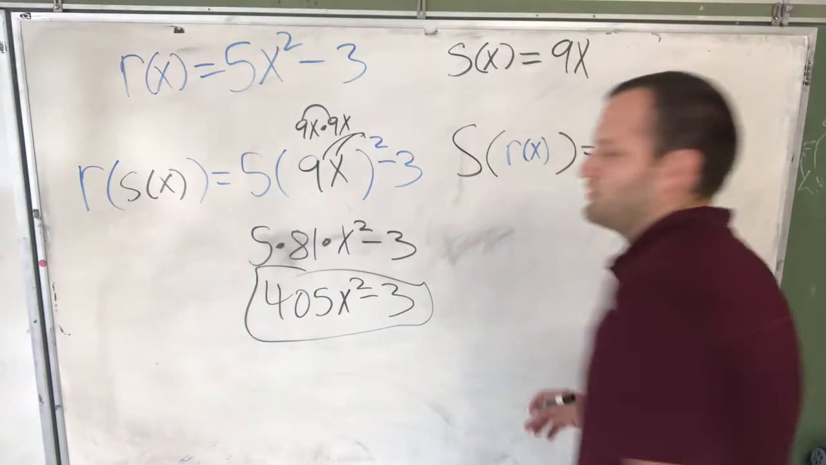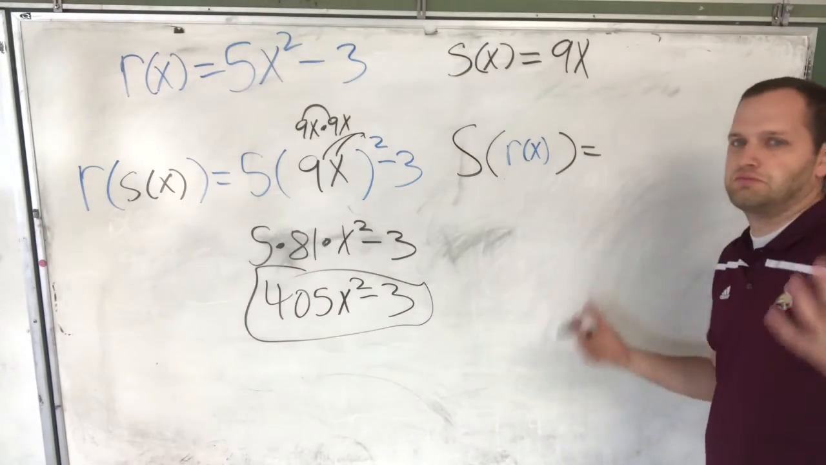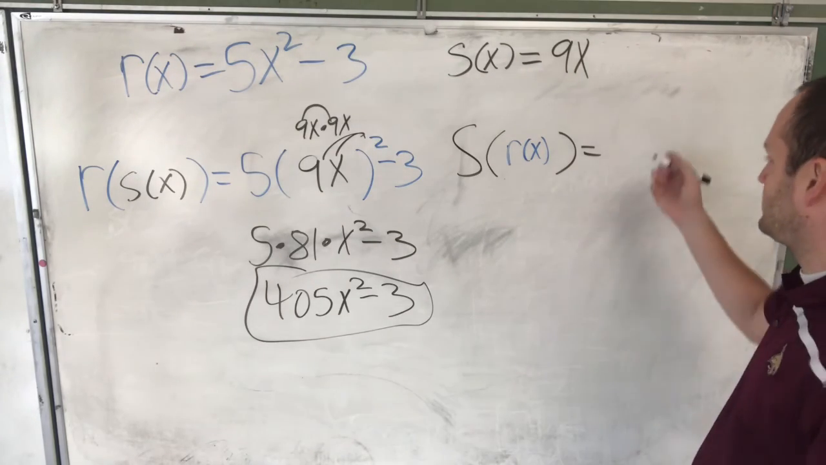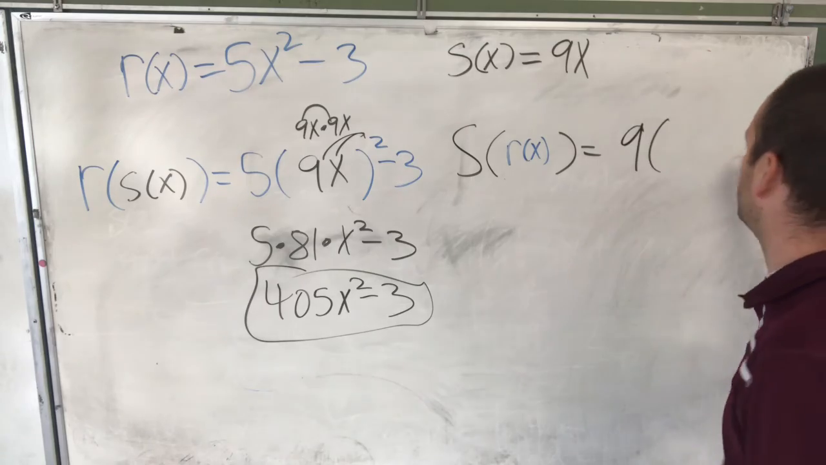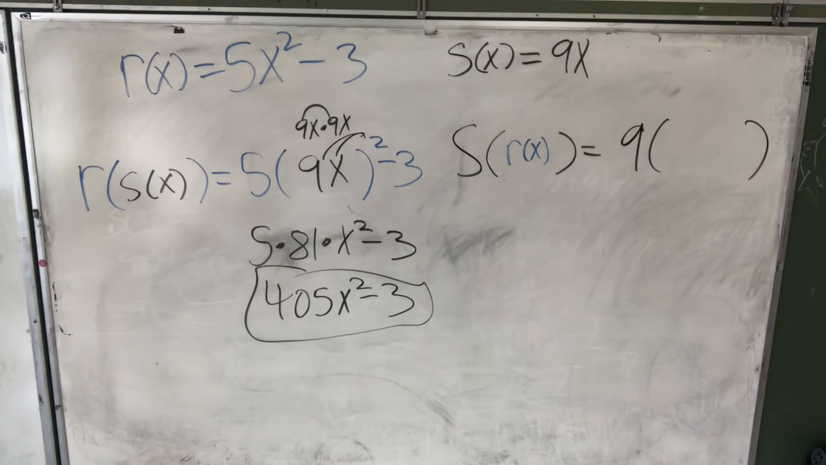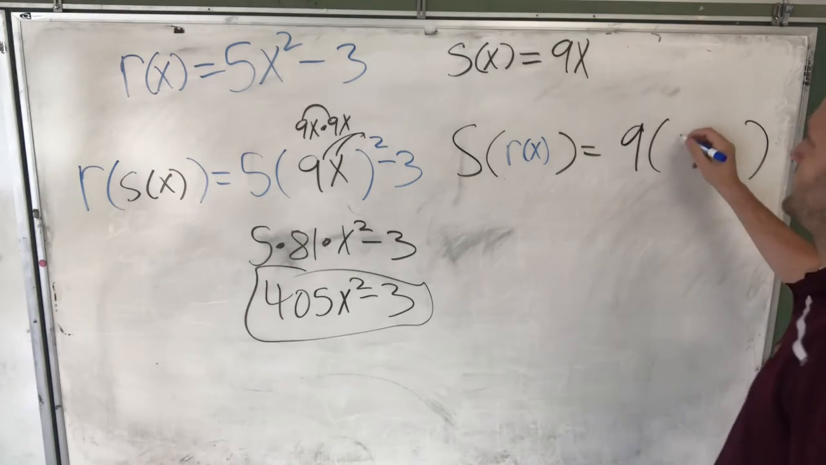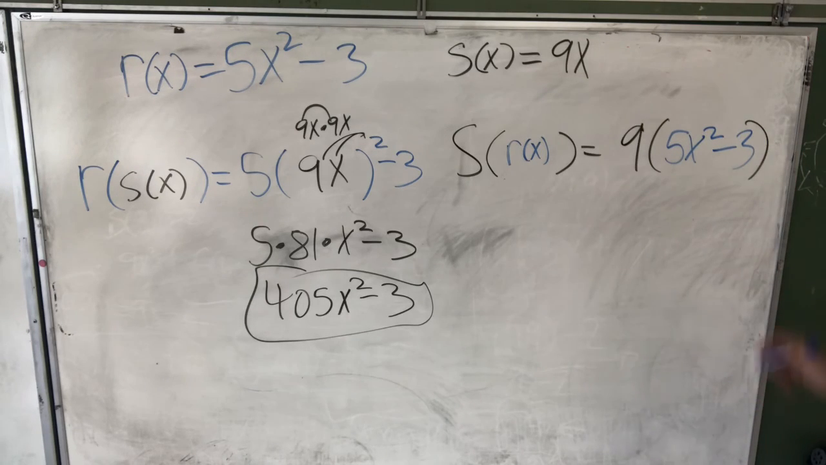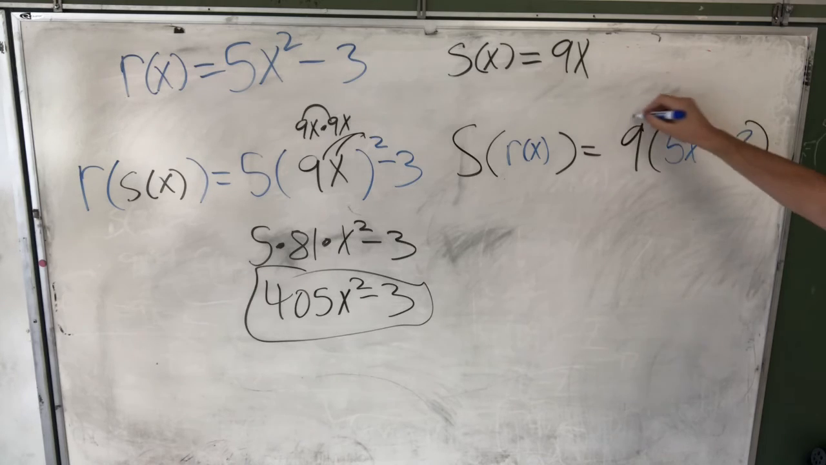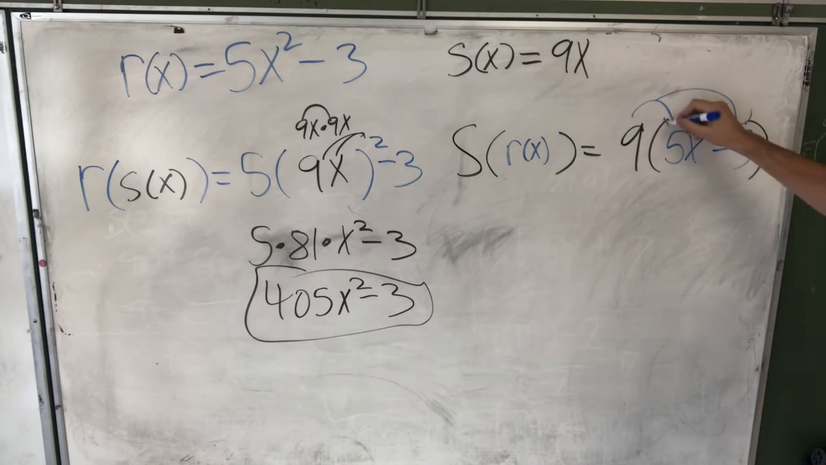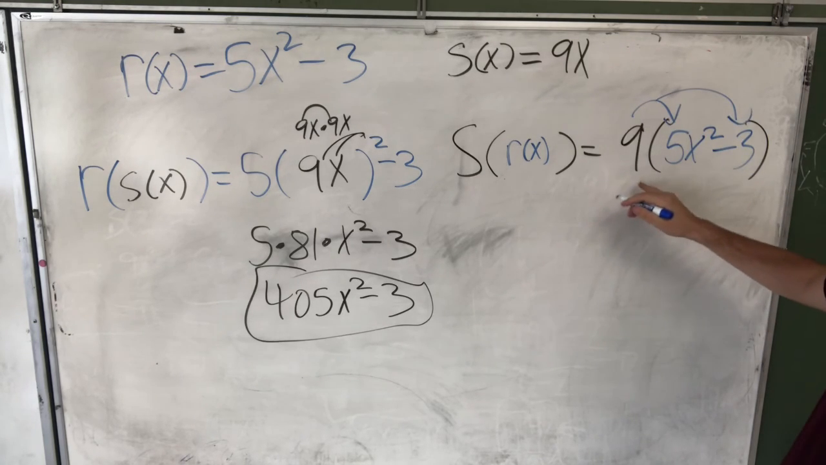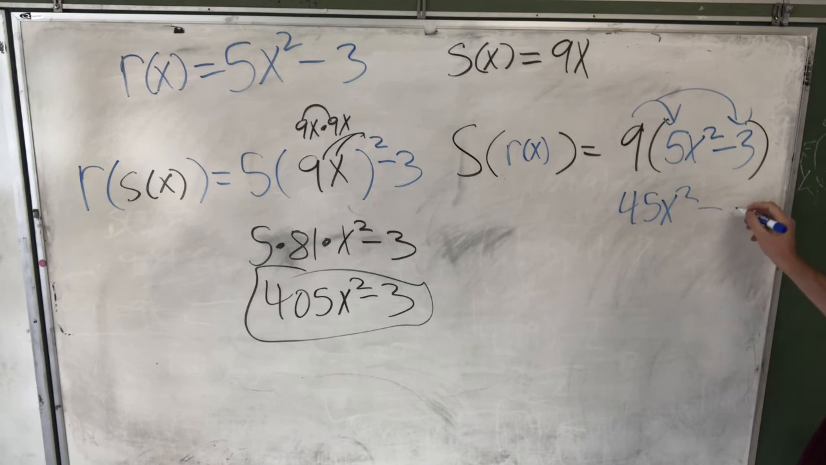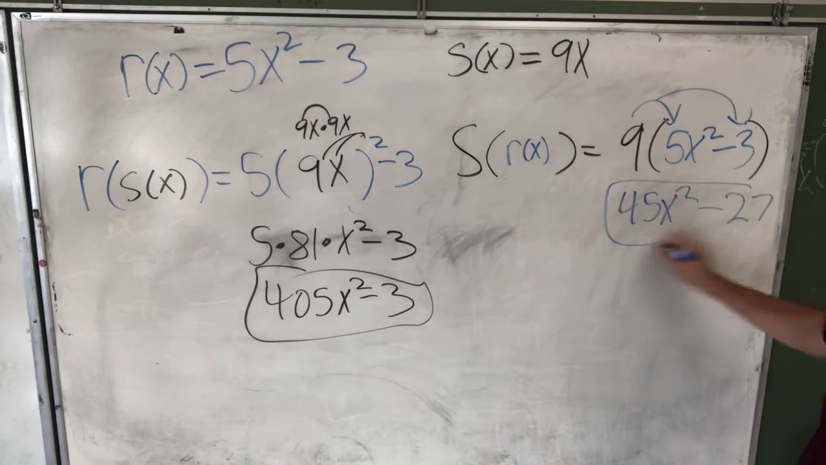But what if we did it the opposite way? What if we got mixed up, or what if we just want to know both of them? Well, in that case, we have s of r of x. So we've got 9 times whatever x is. X in this case is 5x squared minus 3. Oh, there's no square, so all I have to do is just distribute the 9. Okay? That gives me 9 times 5 is 45x squared minus 27.